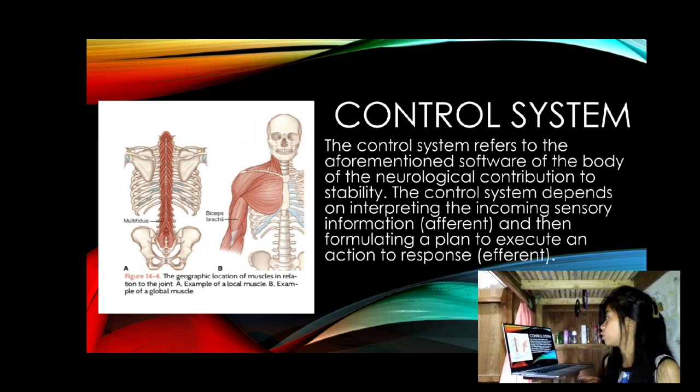Third is the control system. The control system refers to the aforementioned software of the body, of the neurological contribution to stability. The control system depends on interpreting the incoming sensory information, or the afferent, and then formulating a plan to execute an action to respond, or the efferent.